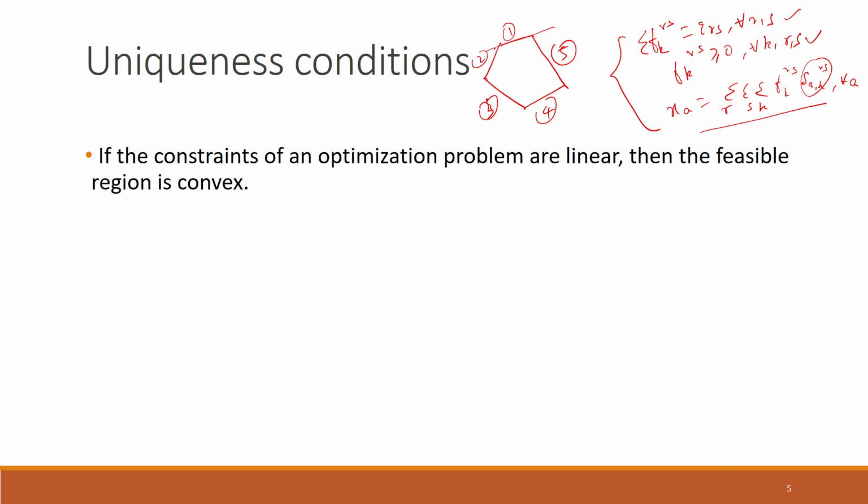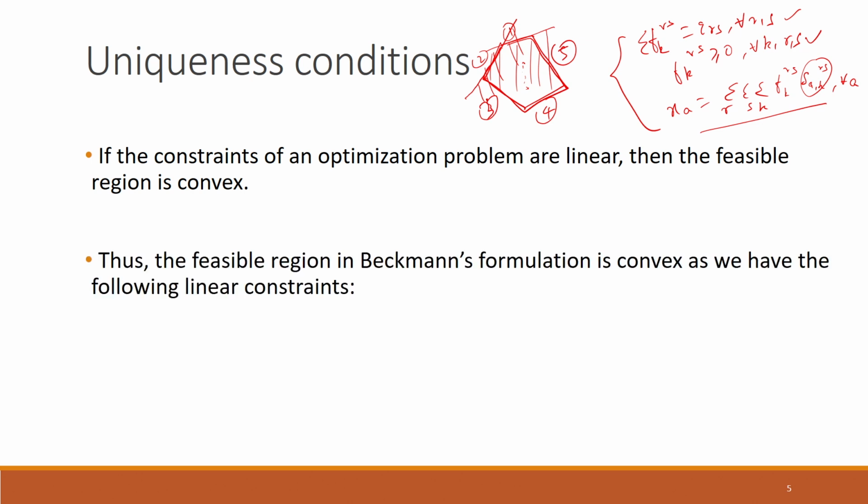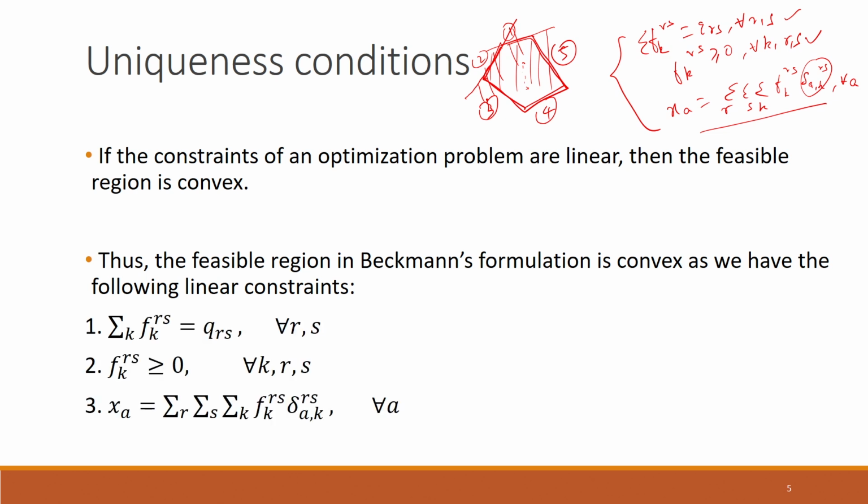want that we need to be on this side of this constraint 1. Similarly, we need to be on this side of the constraint 2, and so on. So, when we are looking at the intersection of all of these conditions, we will be getting this polygon that we have here. So, this is convex because if you pick any 2 points here and you join them by a line segment, then this line segment will lie entirely within this region. So, the feasible region in Beckmann's transformation is convex because we have the linear constraints. So, these are the constraints that I mentioned.